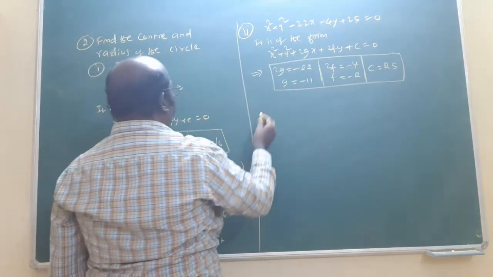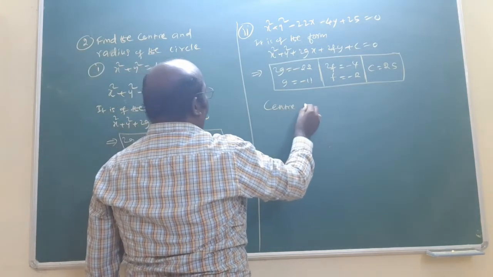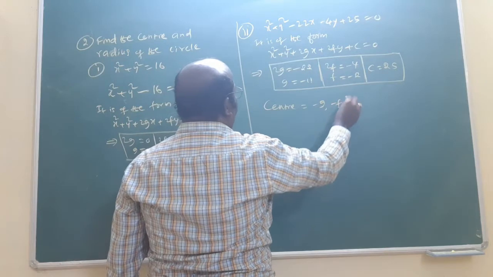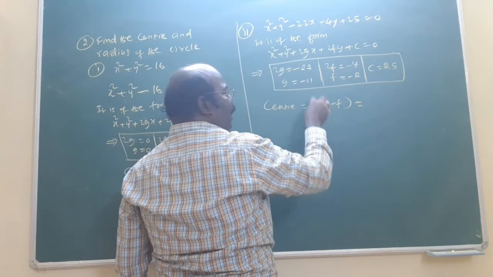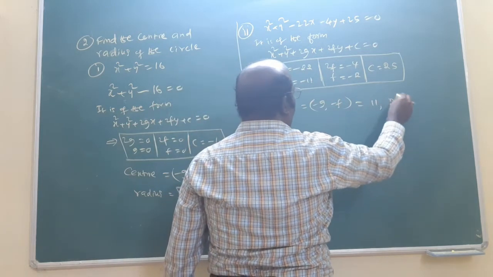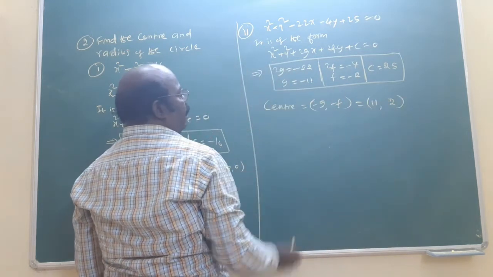Now what is being asked? Center is being asked. What is the formula? Minus g comma minus f. g is what? Minus 11. Formula is minus. Minus of minus is plus 11, plus 2. This one. Am I right? Next, radius.